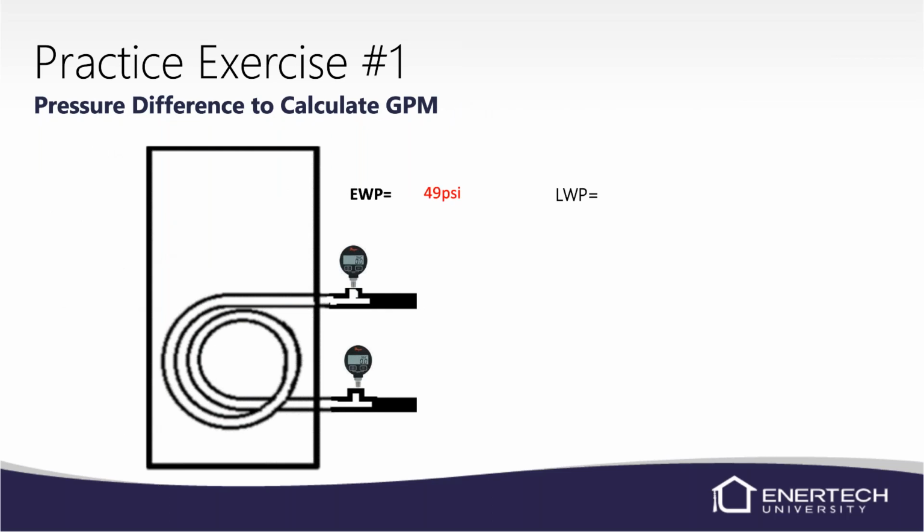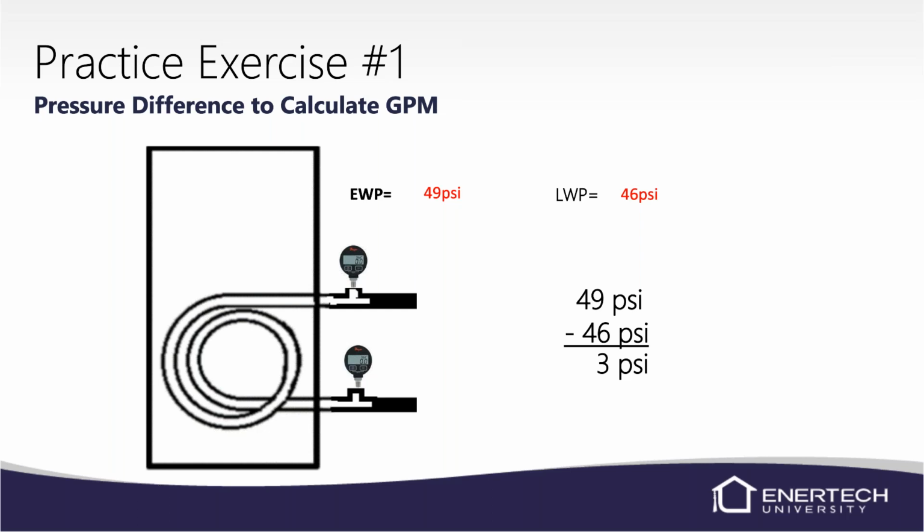Basically, we've got entering water pressure of 49 and leaving water pressure of 46. So 49 minus 46 gives us 3 PSI. When you're doing these measurements and checking pressure and temperature difference, I don't care what you check first, temperature or pressure. I would recommend using the same gauge, whether that's a pressure gauge or a temperature gauge, for both sides. Don't use two different gauges.